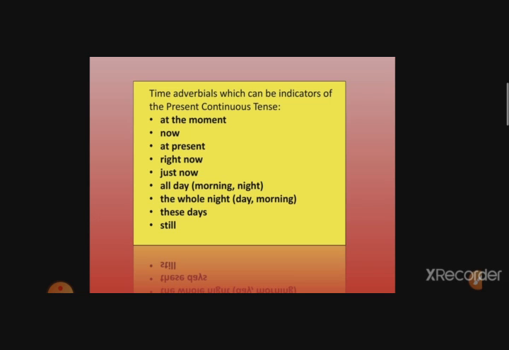all day, that is morning or night, when they indicate the timing of the day: morning, night, afternoon, or the whole night, day, morning. Or if they say these days, also written as nowadays, or still. So if all these words are present in the sentence, that means the sentence is in present continuous tense. Now let's move on towards the formation.